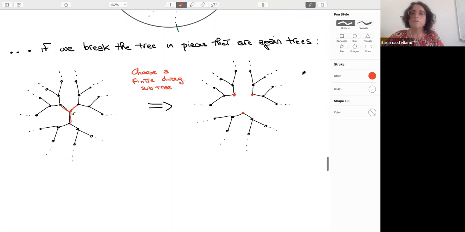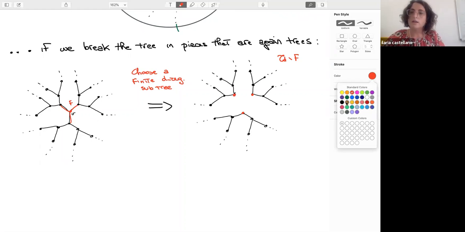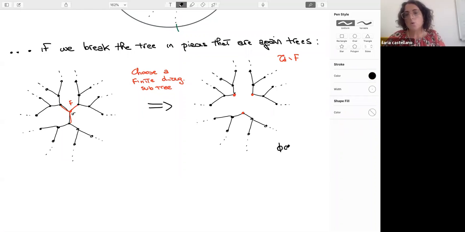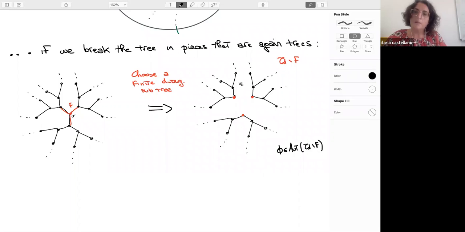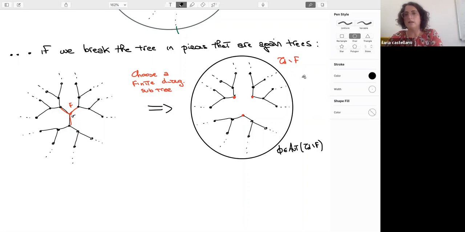I can consider phi. So if I call this tau d minus f, and this guy here is f, I can consider a phi which is in the automorphism of the forest. Since the forest has the same boundary of the tree, you can see it here. So what is happening at the infinity is not changed because I had only a finite piece, cut it off, so the boundary is the same. This is still the boundary of the tree, but now I'm considering an automorphism of the forest.